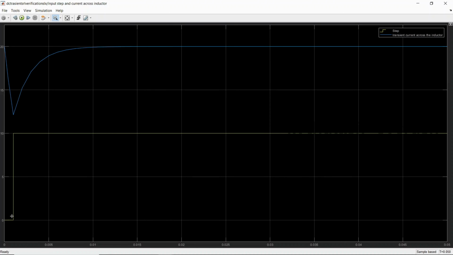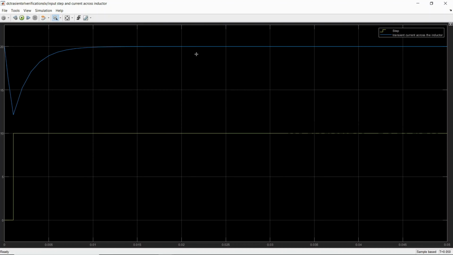As soon as you give the step signal, slowly our inductor is getting charged. This is the time taken from this point to this point, I mean 80% of the waveform from this point to this point, is the transient time. After the transient time dies out, within some 0.01 millisecond, it has gone to steady state. This blue line is nothing but steady state.